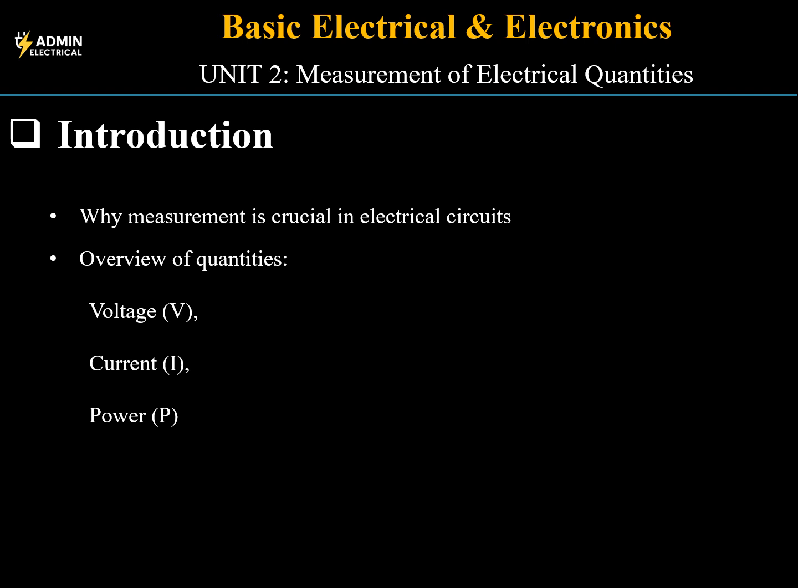There are three basic electrical quantities we usually measure: voltage, V, the electrical pressure or potential difference; current, I, the flow of electric charge through a conductor; power, P, the rate at which electrical energy is used. Let's now understand how to measure each of these accurately.